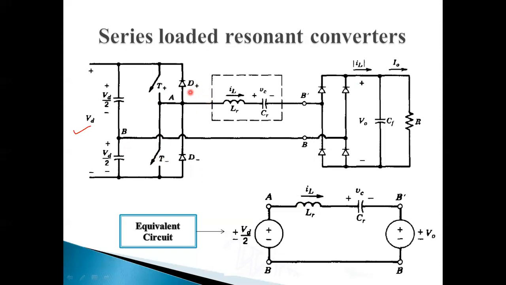After this are the D plus and D minus diodes. This one is for one mode and this one is for the other mode. This is LR and CR. Why do we put R with the inductor? Because this denotes a resonant inductor and this a resonant capacitor. The current through the inductor is IL, and the voltage across the resonant capacitor is VC.